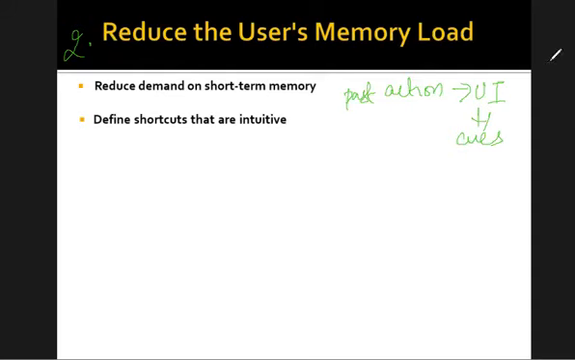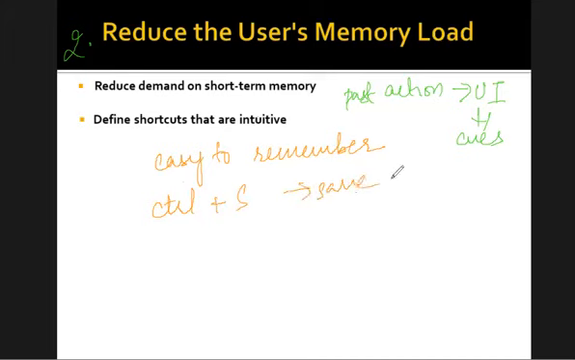Whatever intuitive means, the shortcuts should be easy to remember. Suppose in multiple applications you have Control plus S. This is for save. Control plus A is for selecting all. So these specific shortcuts should be easy to remember. If in one app Control S is for saving, and in another app Control S is for copying, that is going to be difficult.